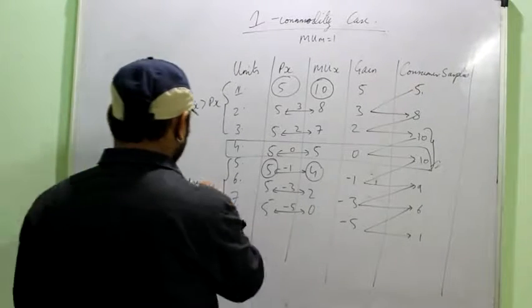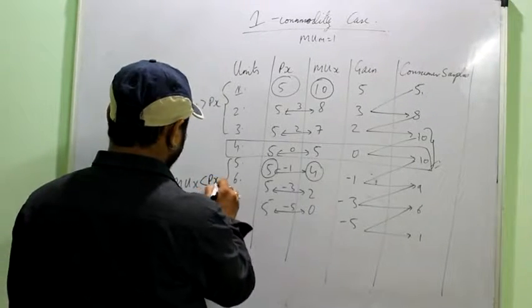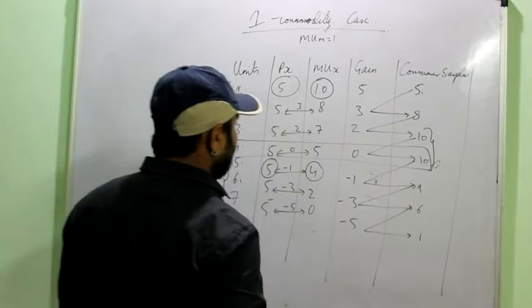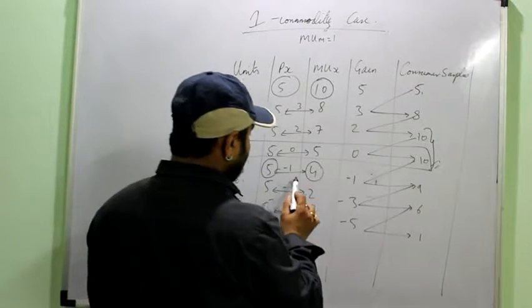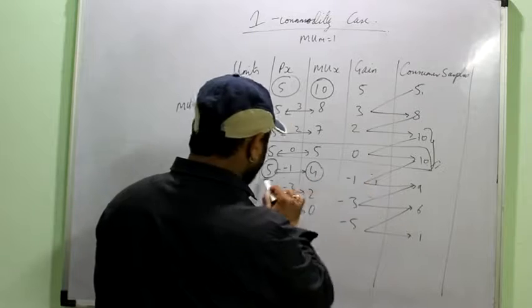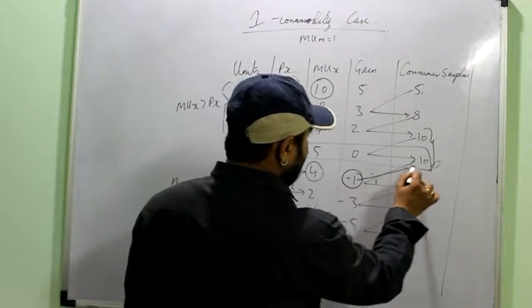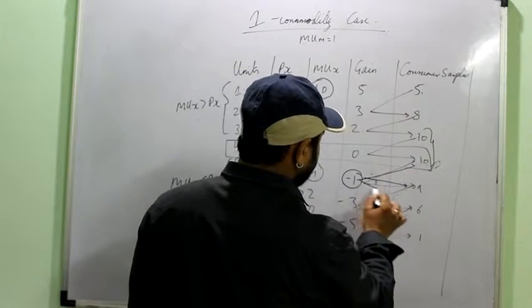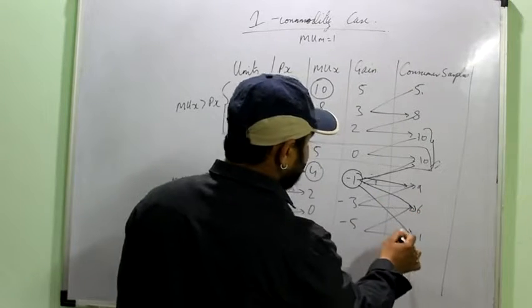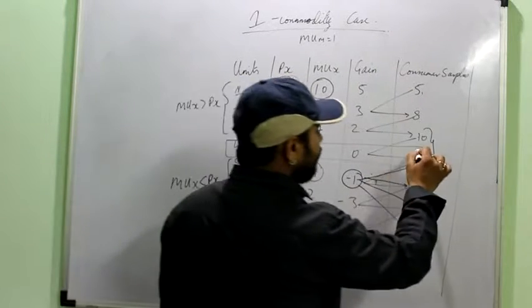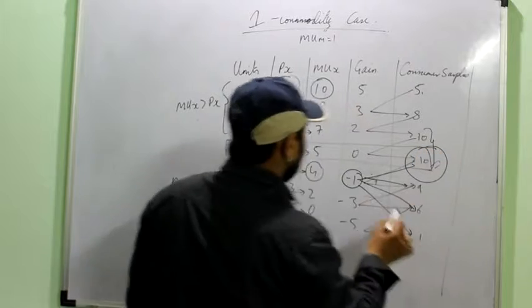Now we have to talk about the units where MUX is less than PX. Like for the 5th, 6th and 7th unit, you can see here the MUX is less than PX. So all these units, when consumed, lead to a decline in the consumer's surplus. You can see after this unit, consumer surplus has started decreasing. So it is maximized here.